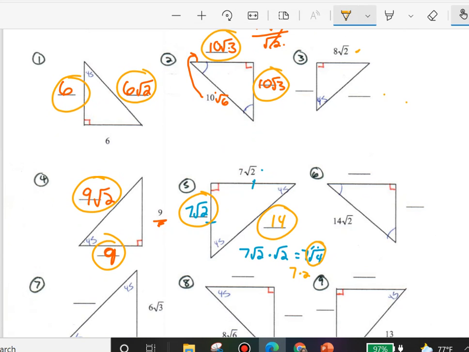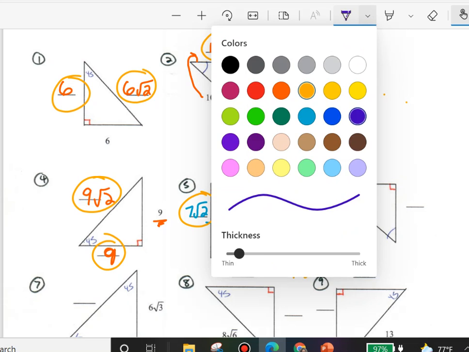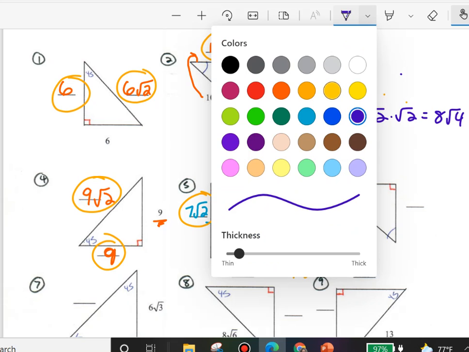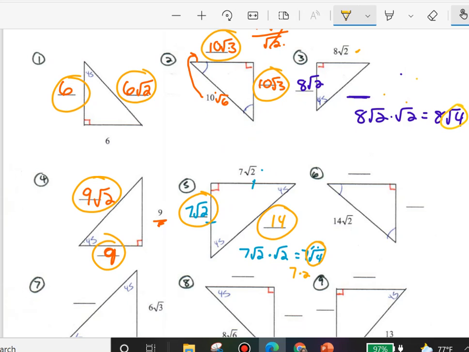All right, for the next one up here, we have 8 root 2. So again, the legs are congruent. So this other leg is the same at 8 root 2. And then my hypotenuse is going to be 8 root 2 times root 2, which is 8 root 4. Similar to the one we just did, we know what the square root of 4 is. So it's 8 times 2. The answer here is 16.